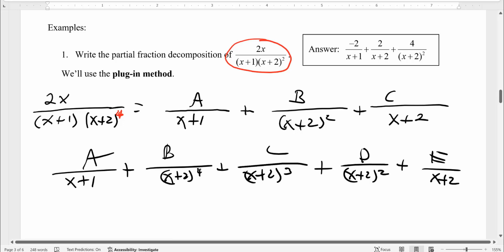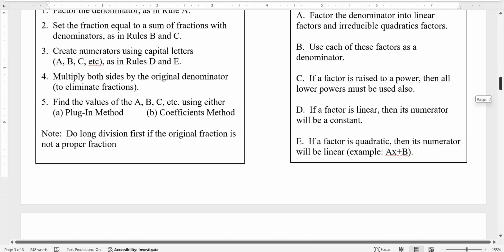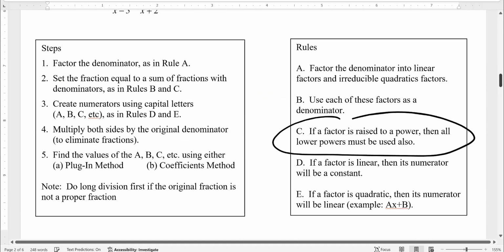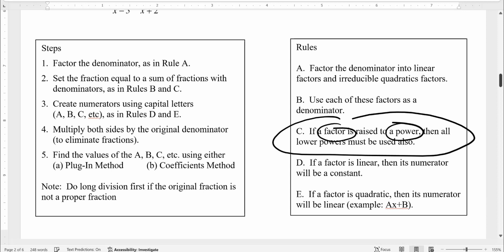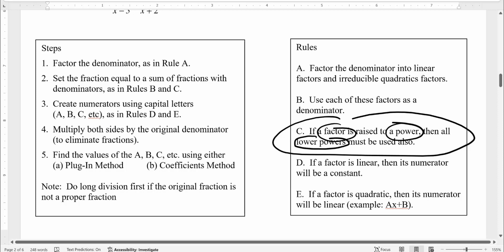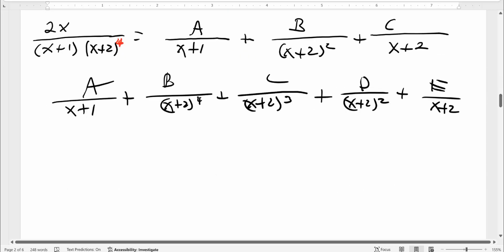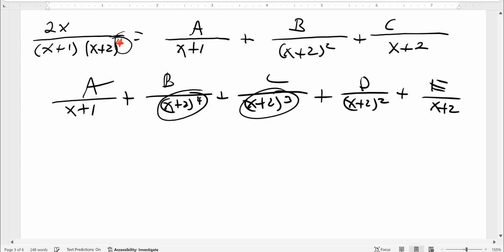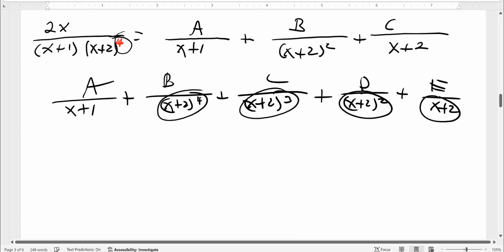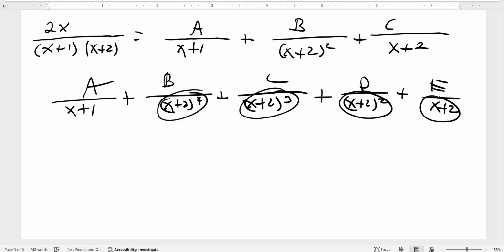Let me scroll backwards for a moment and show you where this is coming from. This is coming from this rule here. If one of the factors is raised to a power, then you need to include all lower powers of that also. So, as I just showed you here, if you had a 4, which we don't, you'd have 4 and all the powers below it also. But again, we don't have 4 in this case, we have a 2, so that's why we included the power of 2 and the one and only power below that, which is just x plus 2 to the 1.